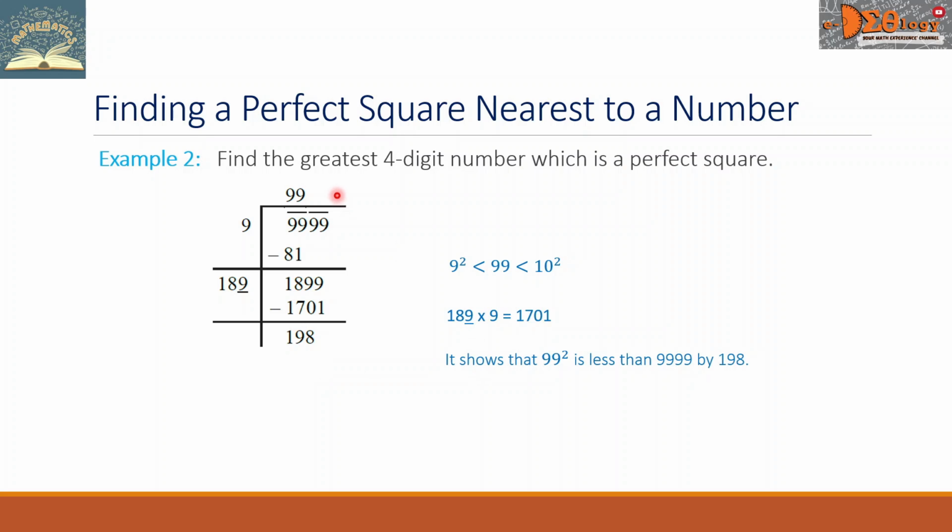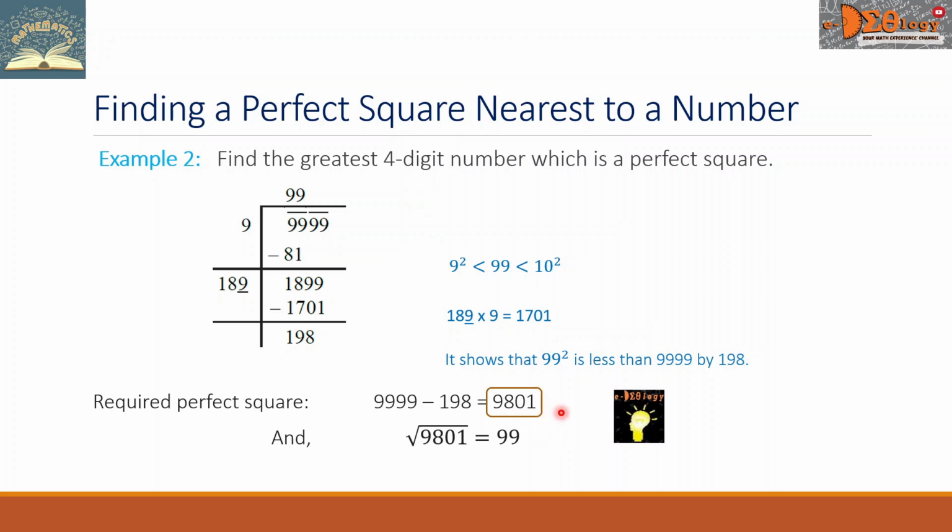It shows that 99 square is less than 9,999 by this remainder, 198. So for us to get the perfect square, 9,999 minus the remainder, 198. And the answer is 9,801. That means this is the greatest 4-digit number which is a perfect square. Notice that the square root of 9,801 is equal to 99. So our answer is this number.